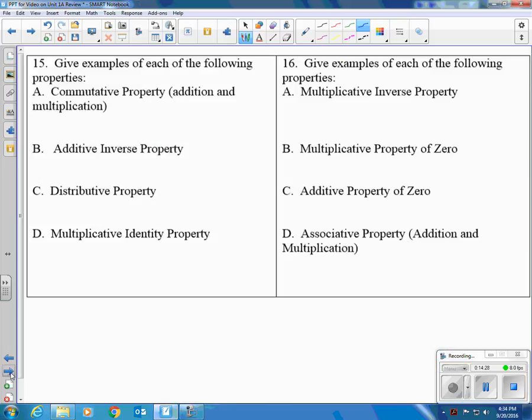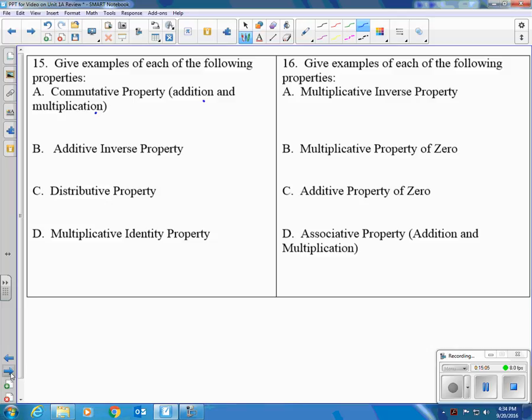Okay, number 15 and 16, I'm actually not going to do them here on this page. I'm going to show you on the next page in just a second. But they're asking you to give examples of each of the following properties. Now you have graphic organizers and worksheets, etc., that show you all these different properties. Make sure that you can talk about each kind. You're talking about commutative property of addition and multiplication. You're talking about additive inverse, distributive, multiplicative identity property, multiplicative inverse property, multiplicative property of 0, additive property of 0. And then again, when you get to associative property, it's of addition and multiplication.